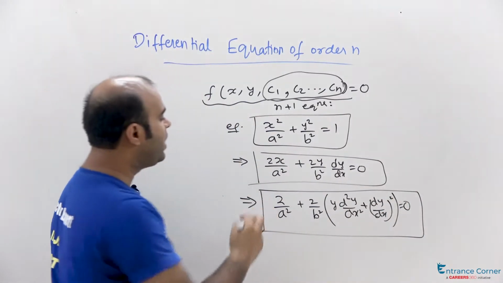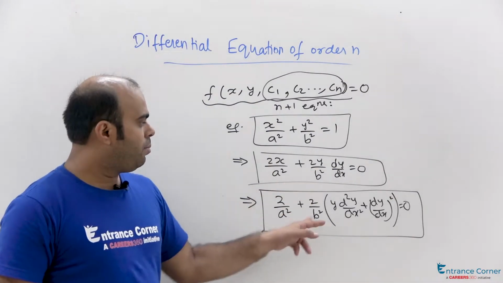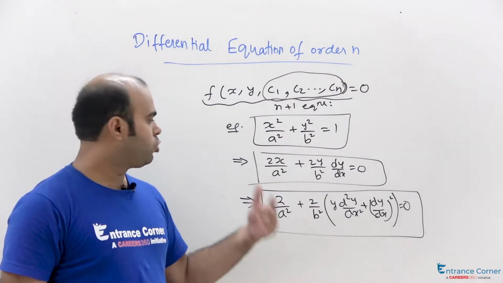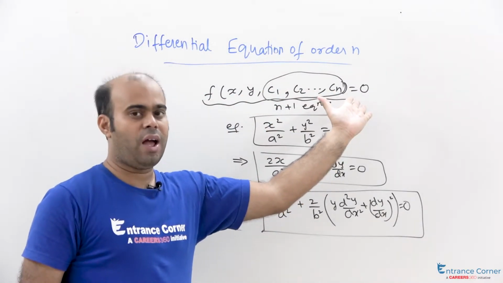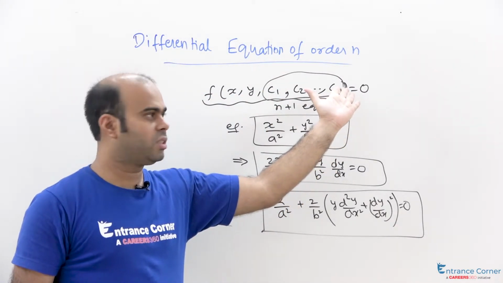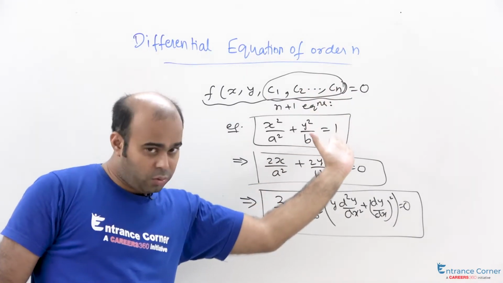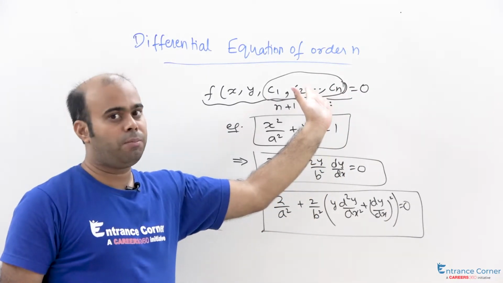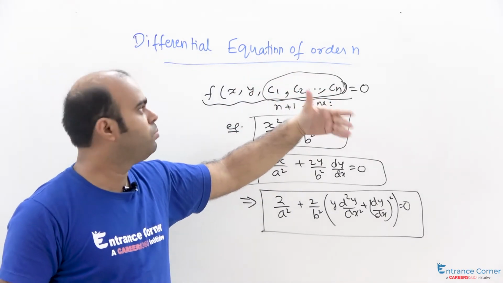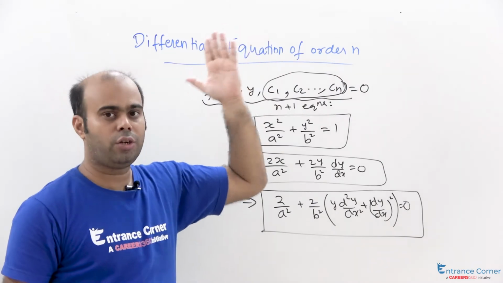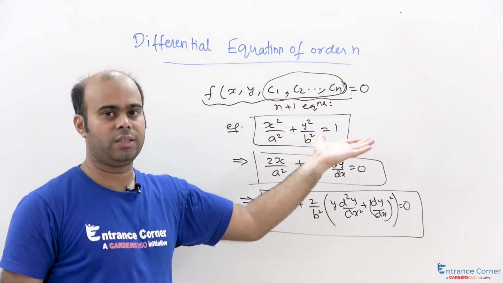So now we can eliminate a and b by using the three equations. That is why we say that if we have a function of n arbitrary constants, we need n more equations other than this, a total of n plus 1 equations. So we have to differentiate it n times, which means that the differential equation of order n will come finally. Thank you students.